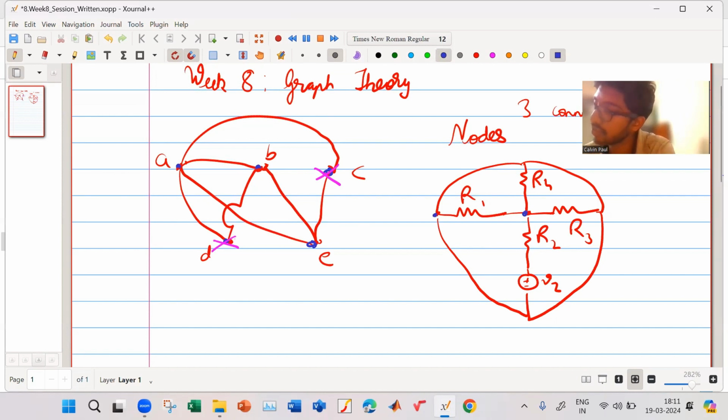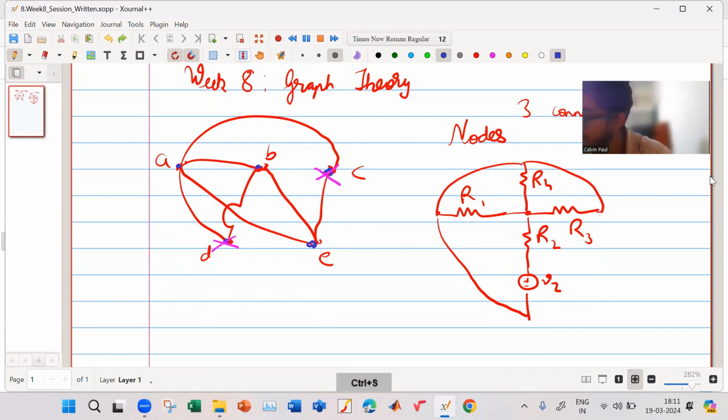This is one node, this is another node, this is another node, and this is another node. This is the same point. No, same point, same point, same point. So effectively there are only 2 nodes. So there is this node and this node. Only 2 nodes are there.